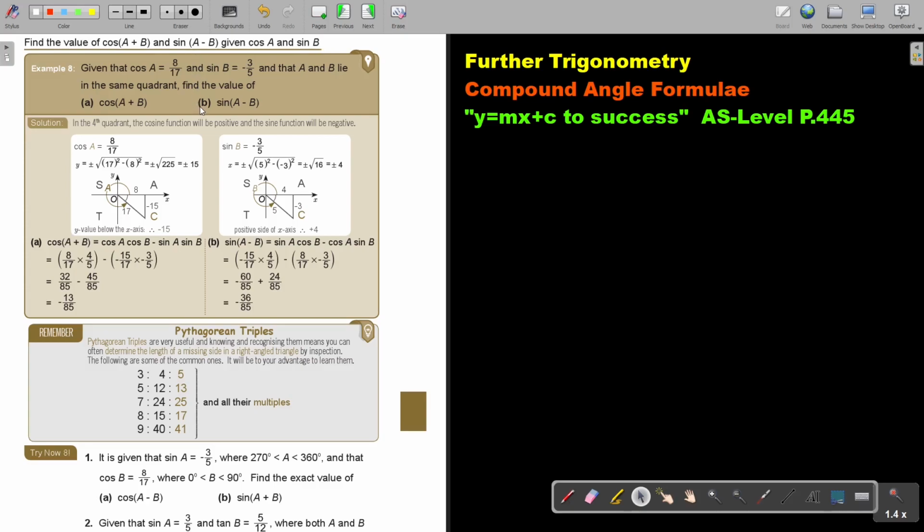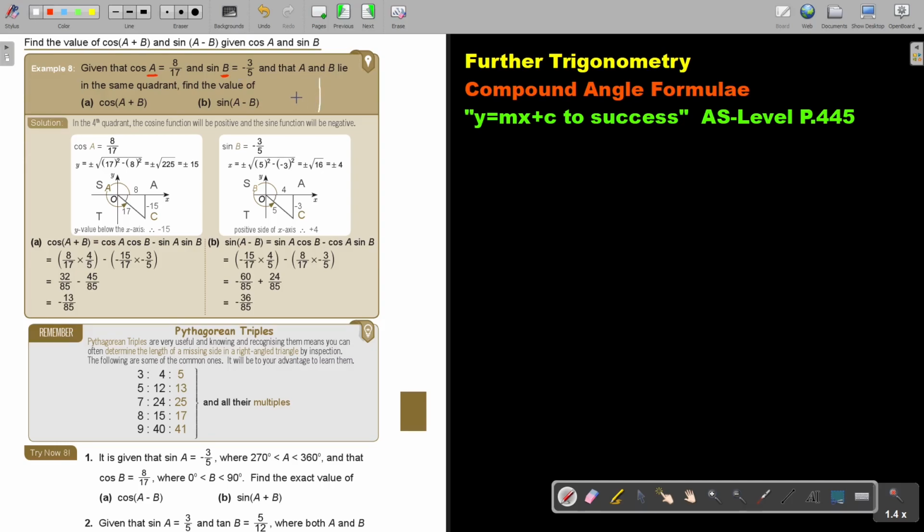Okay, let's look at this example. If I give you that cos a is 8 over 17 and sin b is negative 3 over 5, remember, I want you to take note. This is a and this is b, so it's different. Do you see that? And that a and b lie in the same quadrant. Find the value of. Okay, now this is very important.